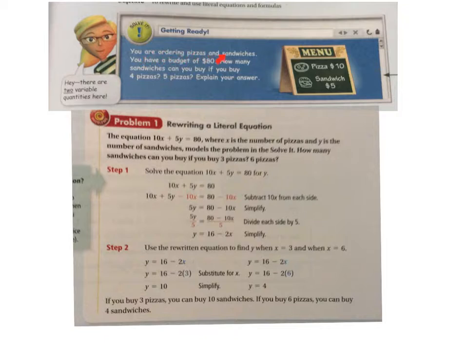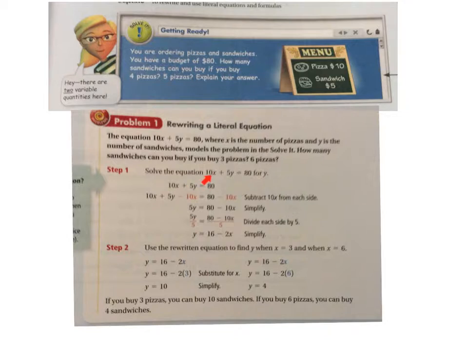So you're ordering pizzas and sandwiches. You have a budget of $80. How many sandwiches can you buy if you buy 4 pizzas, 5 pizzas? Explain your answer. So here's the idea. We have to start with those let statements, right? And we're going to say, solve this equation.